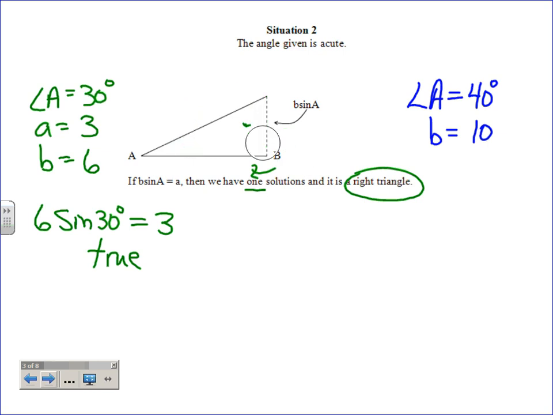What I want you to do is go find how long that side would have to be. Because you know this is 10, you know this is 40, agreed? How long would that side right there have to be for this to be a right triangle? Okay, do you have it? Let's give everybody a chance.